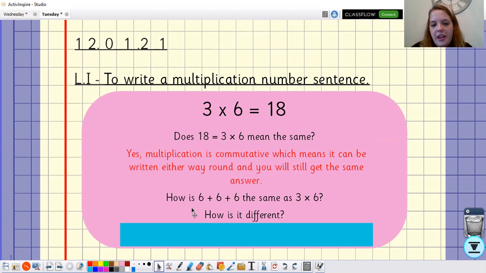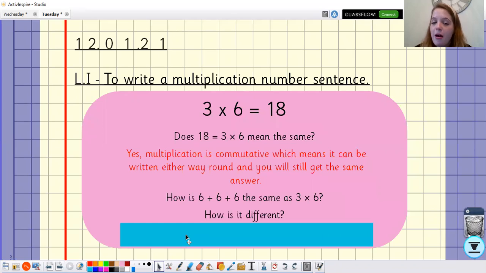And another question to think about, how is 6 add 6 add 6 the same as 3 multiplied by 6? And how is it different? Try and think of one thing that's the same and one thing that is different.